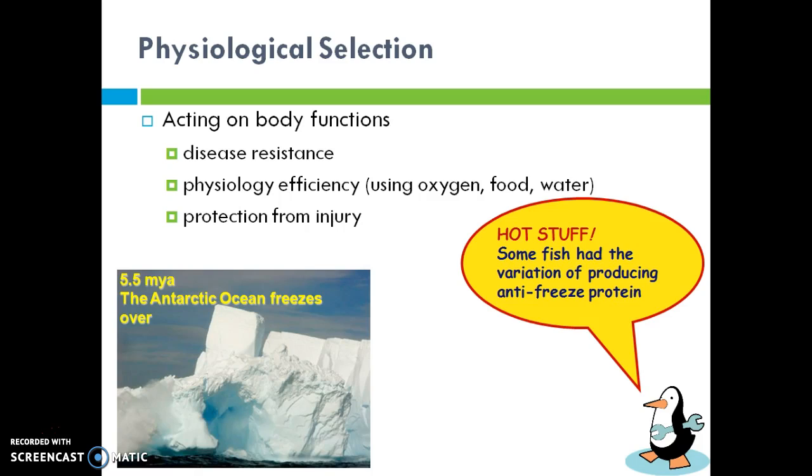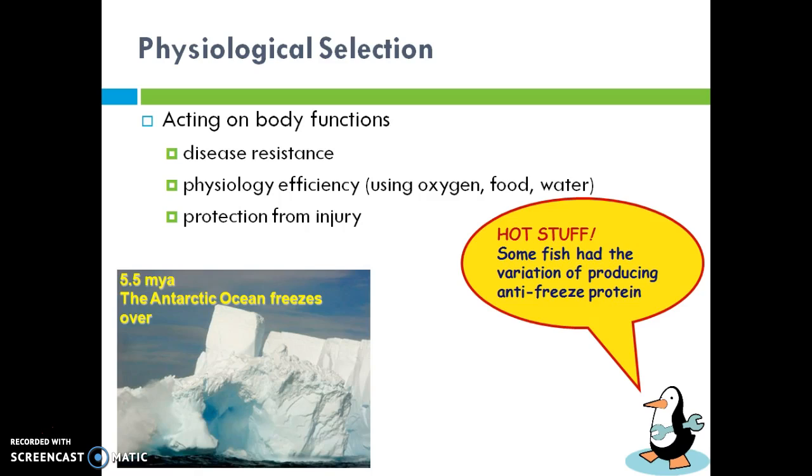Physiological protection from injury, or protection from injury or death, I guess we could say. For example here, kind of have a quick little note. Some fish have a variation for producing antifreeze protein. A long time ago, the oceans froze over and some of those fish had that protein, so it got cold enough that it could have potentially frozen their bodies, but they didn't.